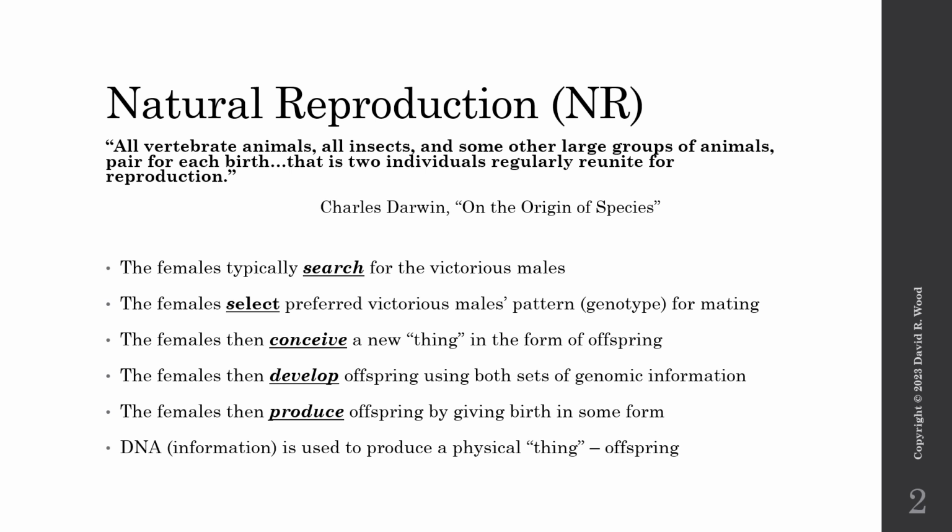Once the natural offspring is fully developed, it is then "born" into its natural ecosystem in some form, i.e., natural labor, hatching, etc. The natural offspring, i.e., new thing, is then considered produced. This completes the process of natural reproduction, where DNA, i.e., information, is used to produce natural offspring, i.e., a physical thing. This is similar to when a human invention is fully developed at the end of a production line and ready for use in human activity.